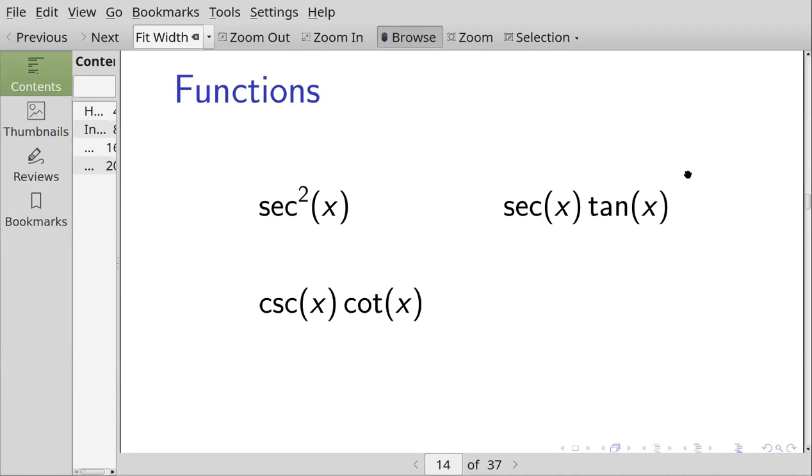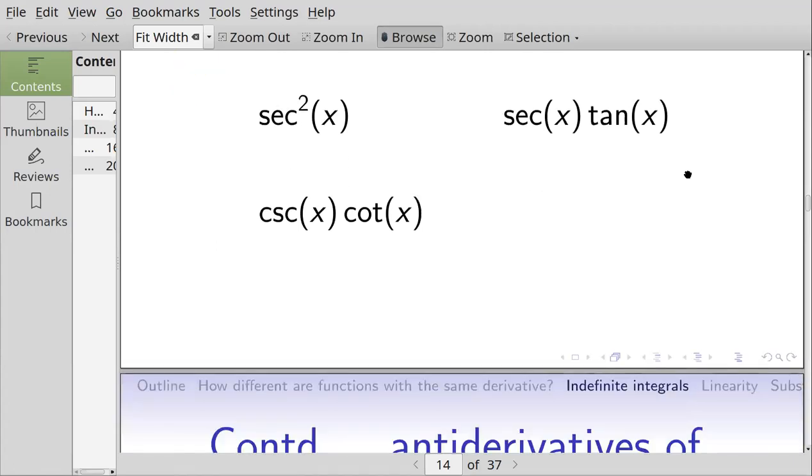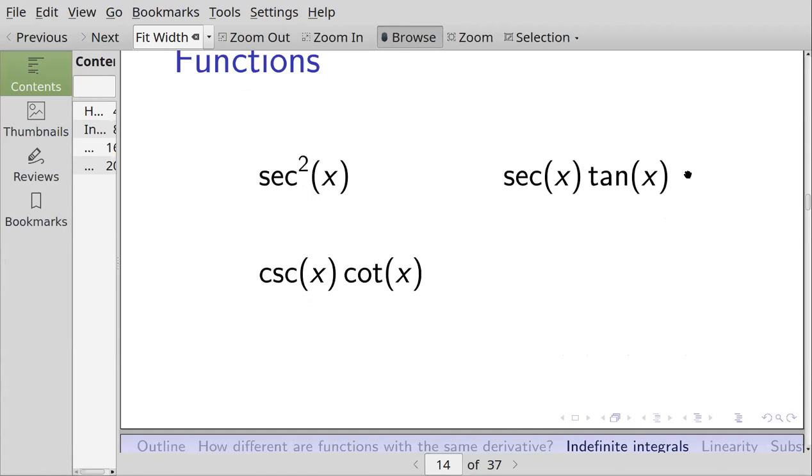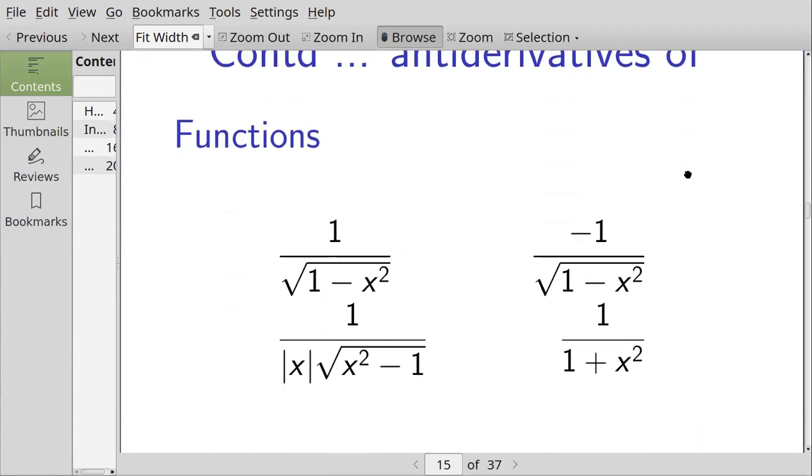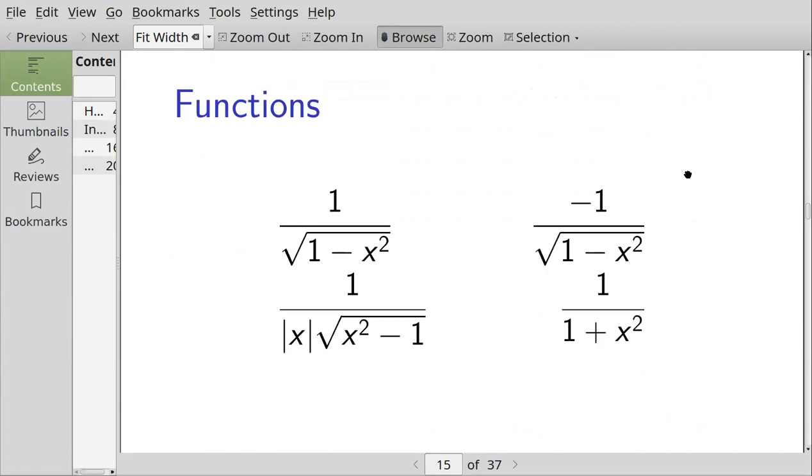Okay. What function, when I took its derivative, gave me secant of x tangent of x? Secant of x. Right. So the integral of secant of x tangent of x dx is equal to secant of x plus c. Derivative of what function gave me cosecant of x cotangent of x? Cosecant of x, yeah. So you get another rule for that. Derivative of what function gave me 1 over the root of 1 minus x squared?